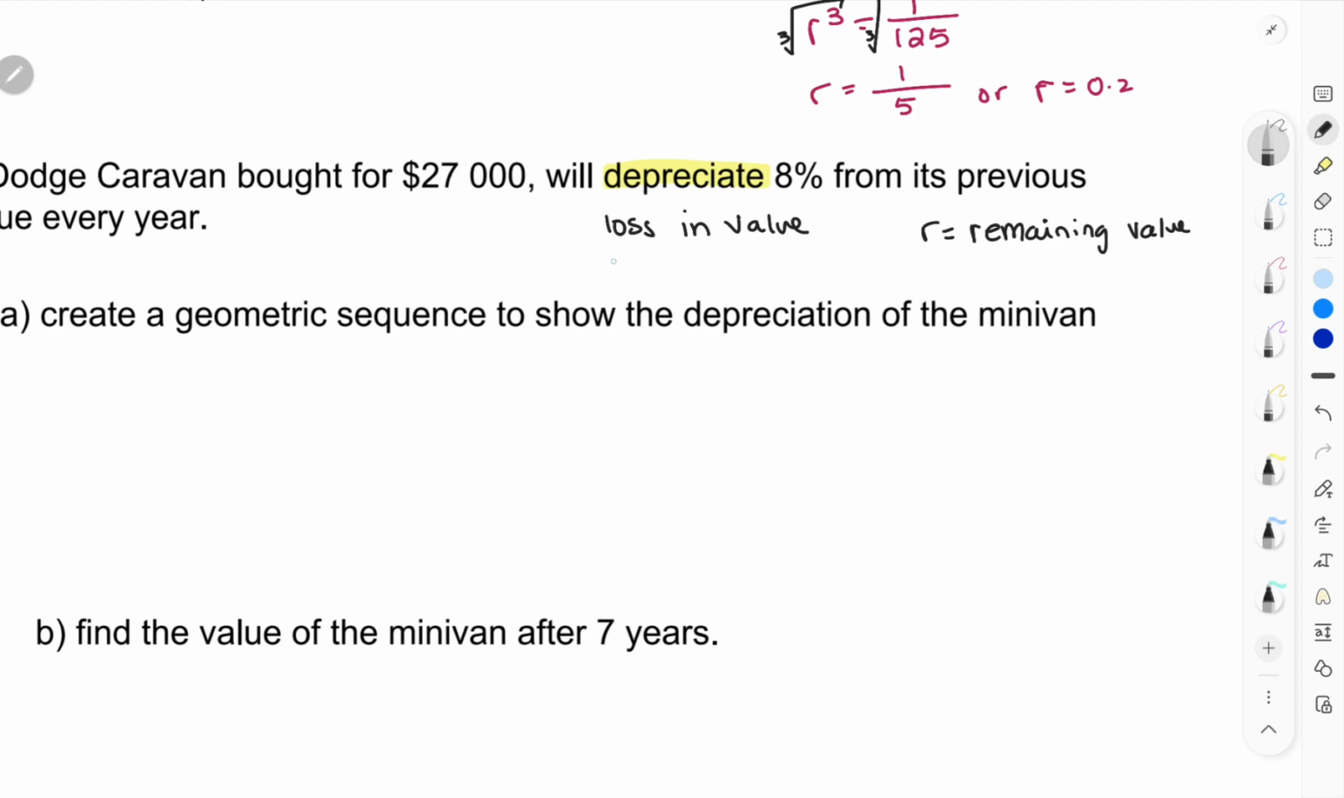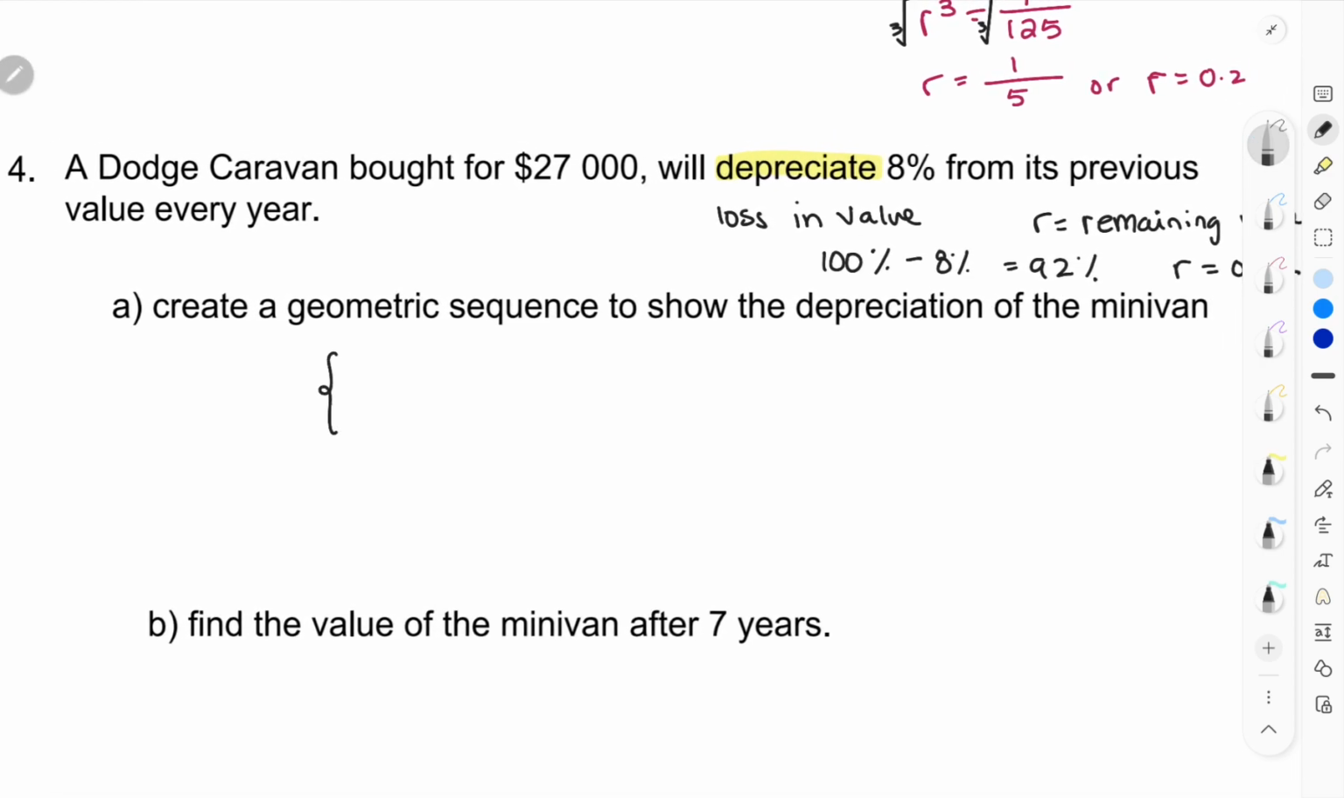And so if I'm depreciating by 8%, I'm looking at 100% minus 8% each year. So I have a remaining value of 92%. So R, if I divide my percentage by 100 to write it as a decimal, R is going to be 0.92. Again, a value less than 1 will cause my terms to get smaller. An R value greater than 1 makes things grow.